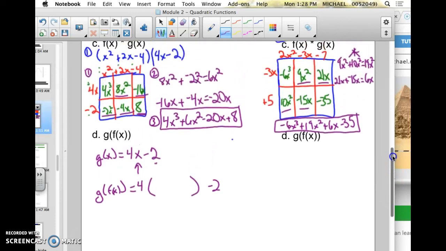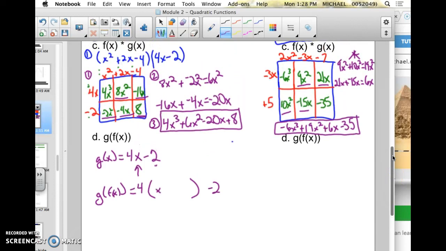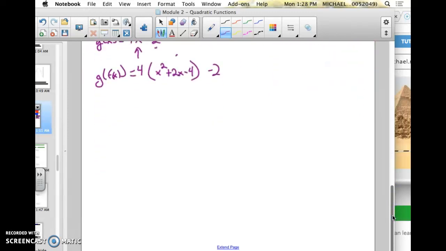Now, f of x is x squared plus 2x minus 4. So again, f of x right here went into g of x, the variable of g of x. That's how I would set it up. And then the first math that comes into play is distribution. This 4 is going to distribute into all of those terms, and then we're going to combine like terms with that negative 2. So 4 times x squared is 4x squared.